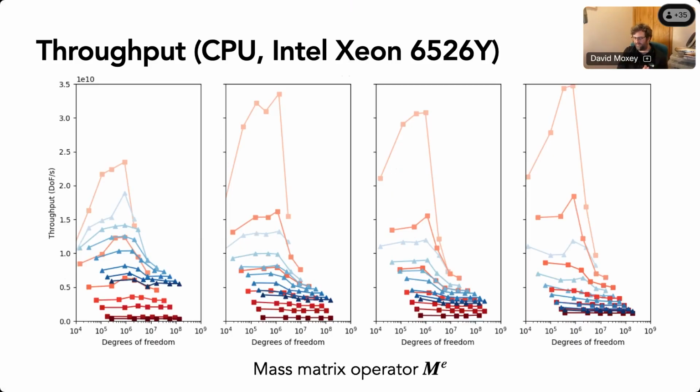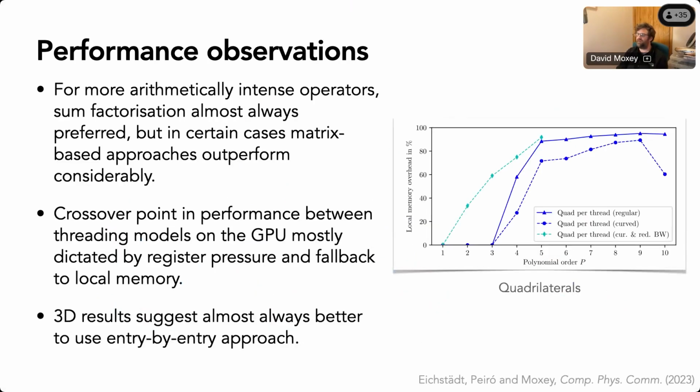So really, the thing I'm trying to point out from these slides is, if you're interested in the best possible performance, it's important to consider a range of different implementation strategies and how you lay your data out, as well as different element types, the operators, and so on. So for these more arithmetically intense operators, I would say the sum factorization almost always is preferred. But in certain cases, these matrix-based approaches can outperform, and in some cases outperform considerably.